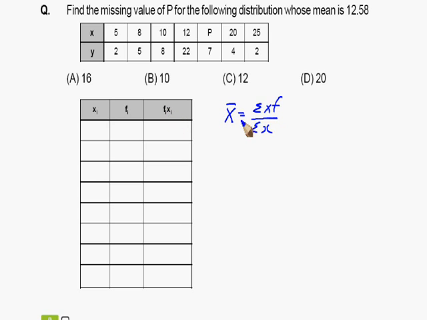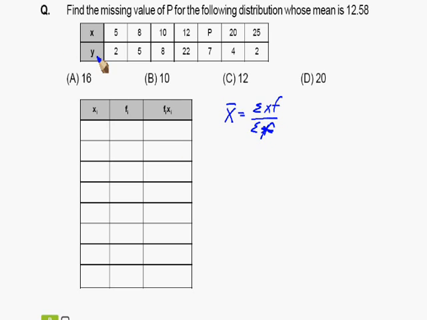So for the mean we have to find the summation of x into f. We have to find xf and sum all the xf values, sigma xf, divided by sigma f. Sigma means the summation, and sigma f means the sum of all the frequencies.